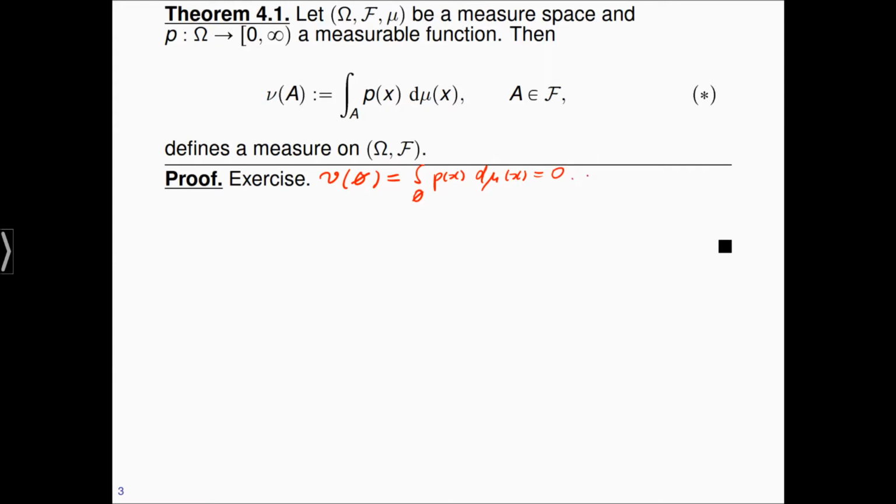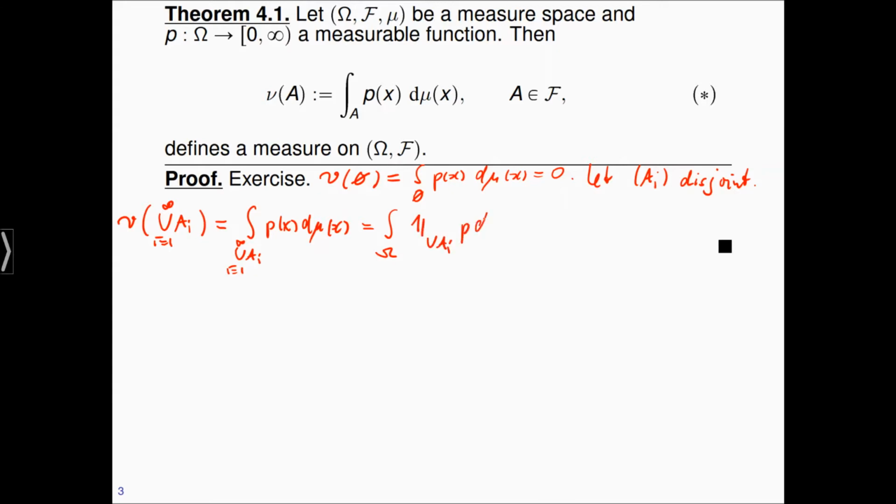Now let's take a look at the sigma additivity, and for this we need disjoint and measurable sets. So let A_i be disjoint and measurable, and then nu of the union of the A_i, i from 1 to infinity, equals, well, first of all, we use the definition, and the definition says that this is the integral over the union of the A_i, p of x, d mu of x. And then we rewrite the integral with the help of the indicator function. So this is the integral over omega, indicator function of the union of the A_i, p d mu. I leave out the arguments. And the indicator of the union of the A_i is nothing else but the sum of the indicator functions of the A_i. And this is because the A_i are disjoint. And then p d mu.